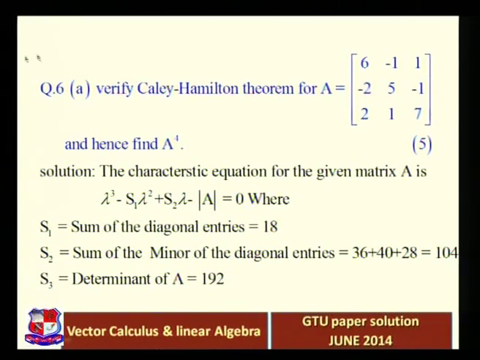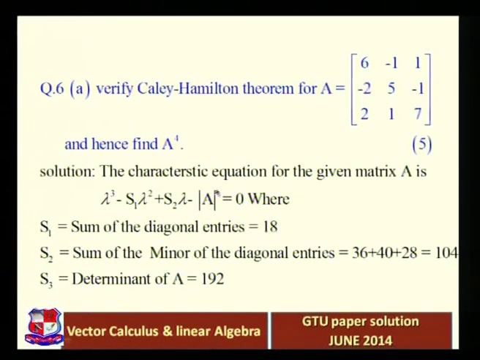Verify Cayley-Hamilton theorem for this matrix A, [6, -1, 1; -2, 5, -1; 2, 1, 7], and hence find A raised to 4. Here is the solution.